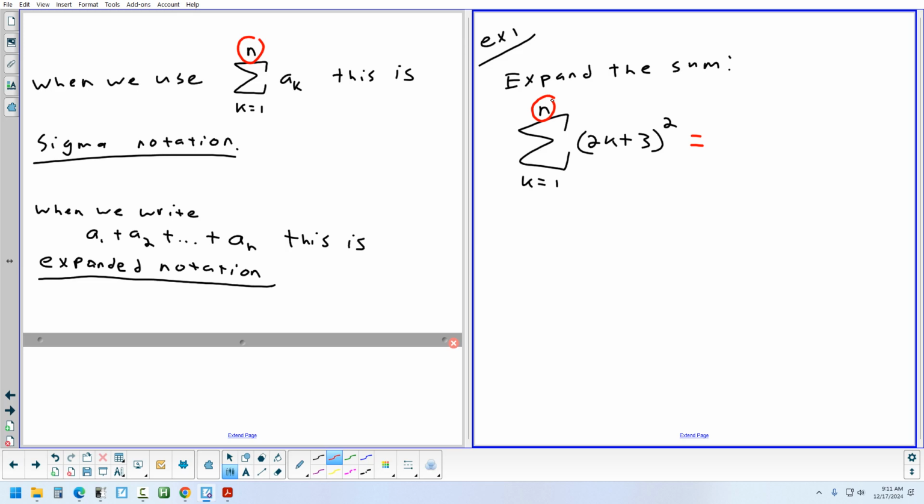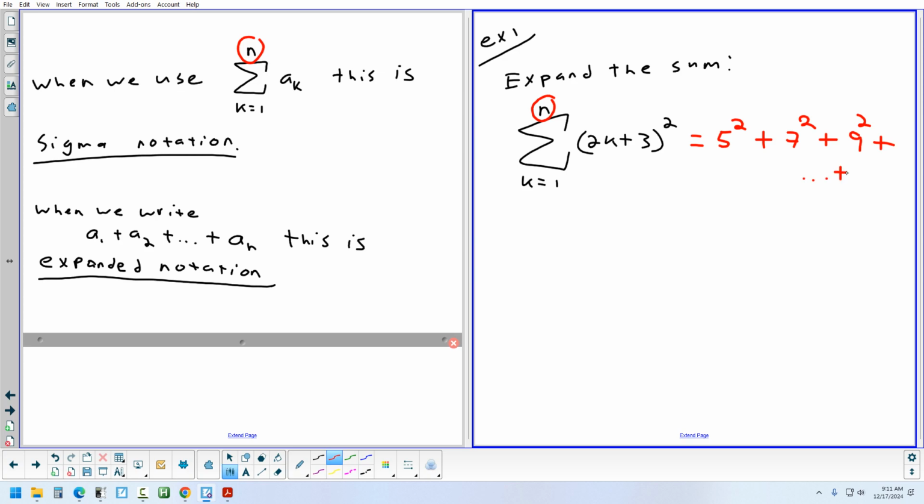Right. So let's start with 1. 2 times 1 is going to give me 2 plus 3, 5. And let's just leave it as 5 squared. Okay, so that's the first one, 5 squared. Let's go to the next one. Let's plug in 2. What's 2 times 2? 4. Plus 3? 7. So that's 7 squared. Plus, let's do one more, 3. What's 2 times 3? 6 plus 3? 9 squared. And now there might be a bunch more we don't know.